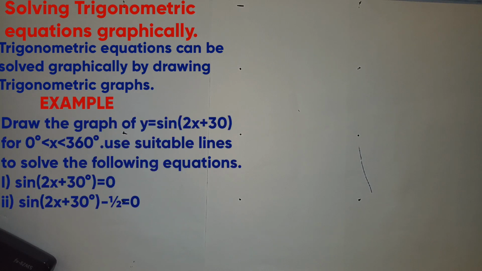Example: draw the graph of y equals sine(2x + 30) for the values of x between 0 degrees to 360 degrees. Use suitable lines to solve the following equations. Roman 1: sine(2x + 30 degrees) equals 0. Roman 2: sine(2x + 30 degrees) minus a half equals 0. So let us see how we can solve those trigonometric equations by use of graph.